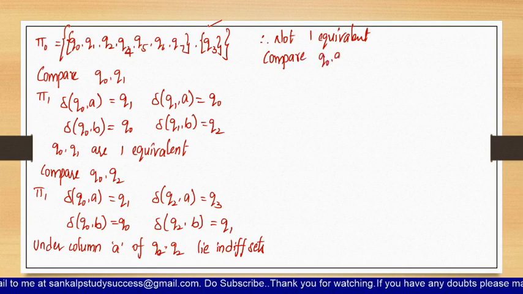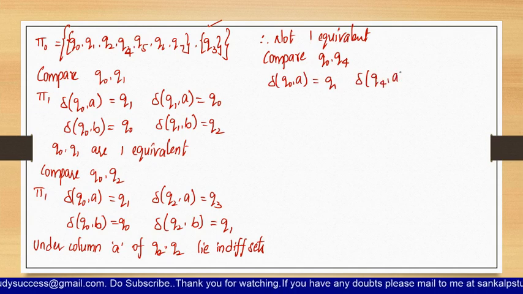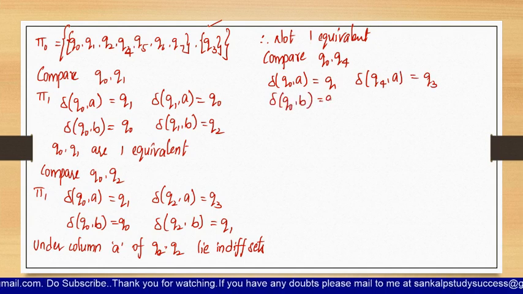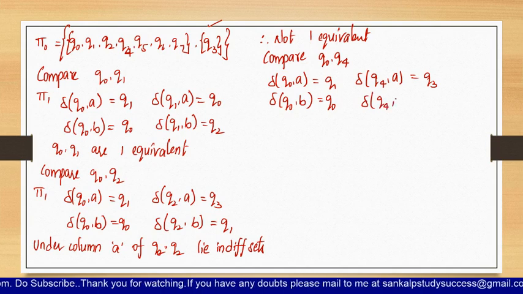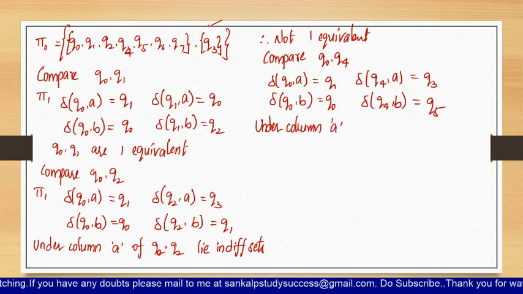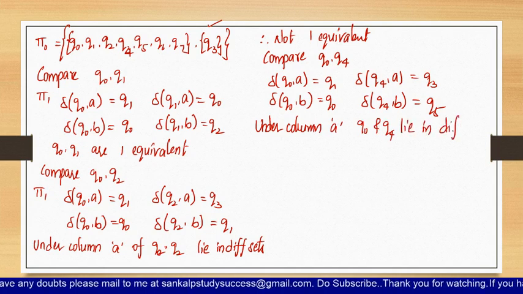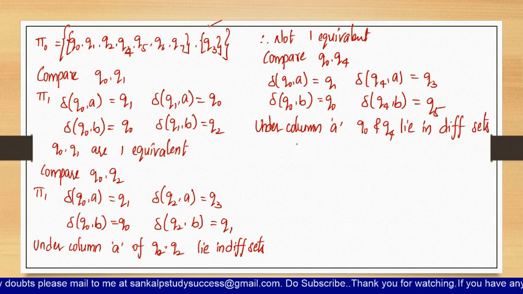Compare q0 with q4. So here what happens is, transition function of q0 comma a is equal to q1, and transition function of q4 comma a will become q3. And transition function of q0 comma b is equal to q0, and transition function of q4 comma b is equal to q5. So if you observe, q0 and q5 belong to the same set, but q1 and q3 do not belong to the same set. So we can say that under column A, q0 and q4 lie in different sets. So that means they are not one equivalent.